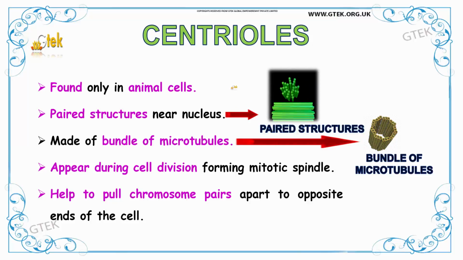Let us discuss about centrioles. The centrioles are found only in animal cells. They have paired structures near the nucleus. They are made up of bundles of microtubules. You can see the paired structures and bundles of microtubules over here. They appear during cell division forming the mitotic spindle. They help to pull chromosome pairs apart to opposite ends of the cell.